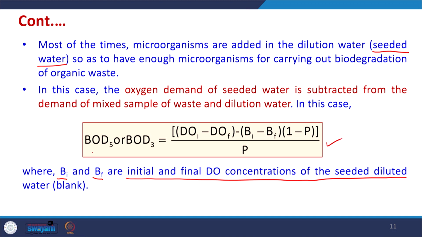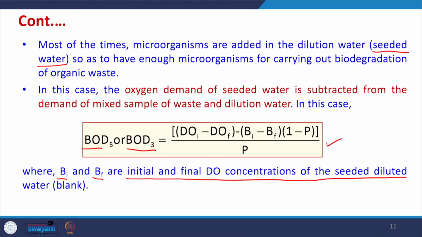So, we can find out BOD 5 or BOD 3 depending upon the number of days and temperature at which this test is carried out, and we use this particular formula for determining the biological oxygen demand or biochemical oxygen demand of the water sample.